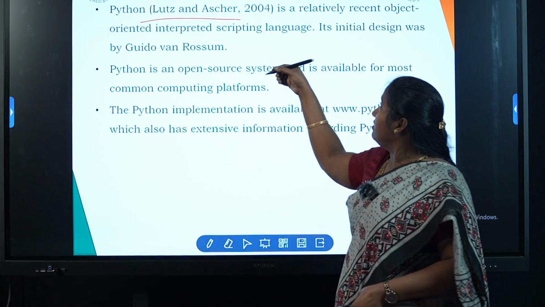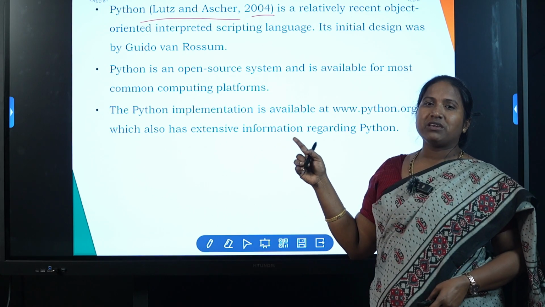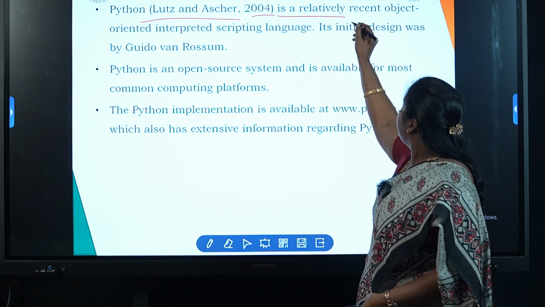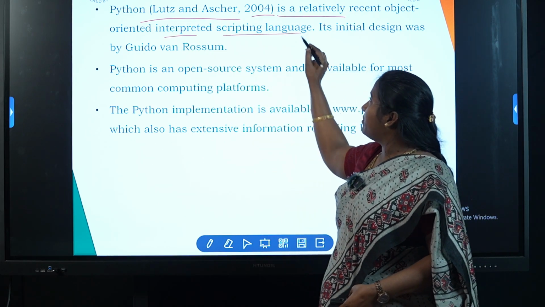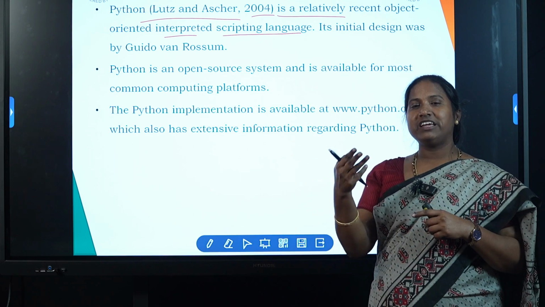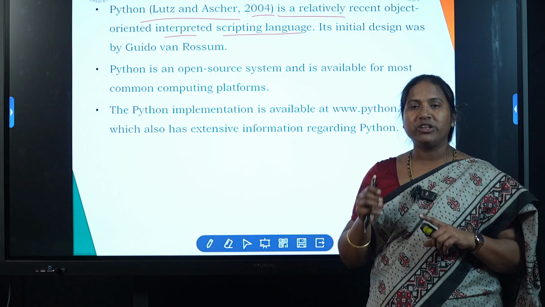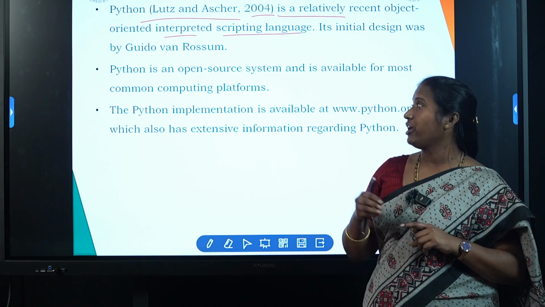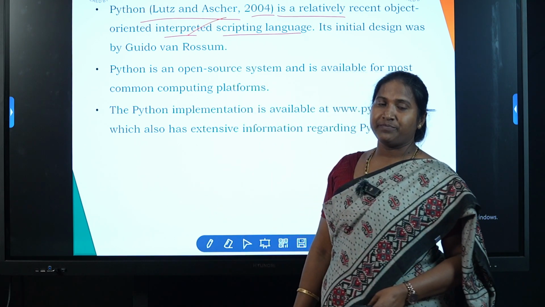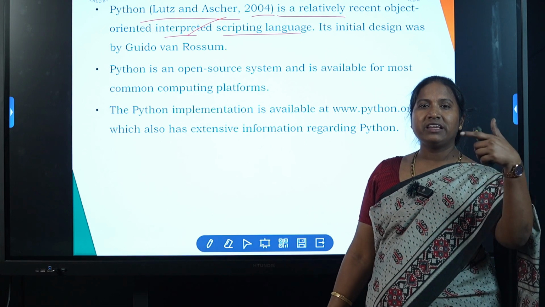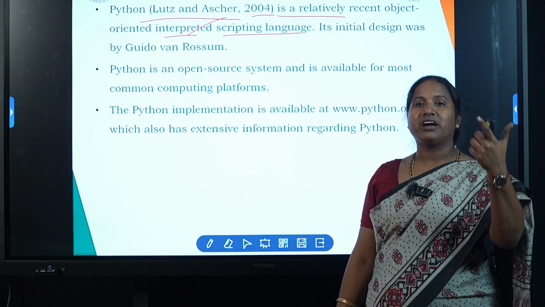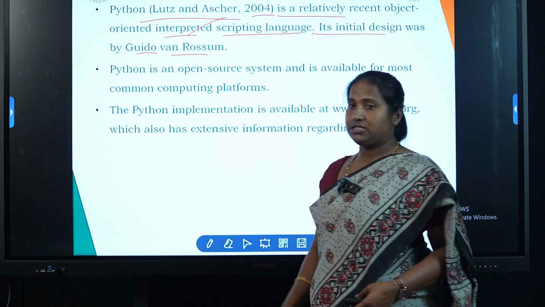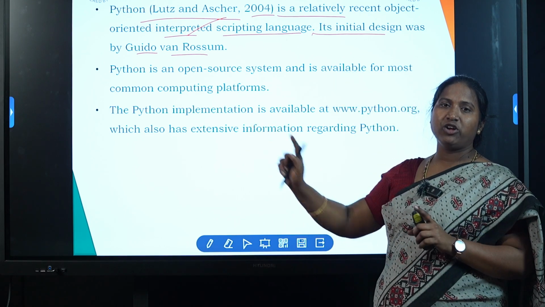Python was introduced in 2004. But truly speaking, the first version of Python was there before Java. It is a relatively recent object-oriented interpreted scripting language. Did you understand? Total 3 things are covered. Python is object-oriented, and Python is scripting-oriented. So that's why we say it is a multi-paradigm programming language. And it uses an interpreter. Interpreter means each line will get compiled, so each line will get converted into machine code. Its initial design was by Guido van Rossum. So he is the founder behind this language.